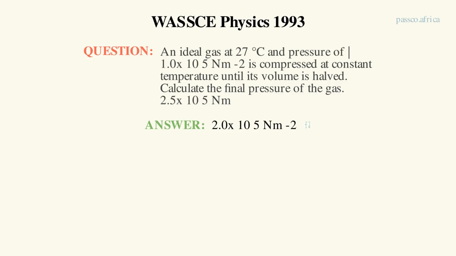An ideal gas at 27 degrees Celsius and pressure of 1.0 x 10⁵ N/m² is compressed at constant temperature until its volume is halved. Calculate the final pressure of the gas. 2.5 x 10⁵ N/m². Now, try it yourself.